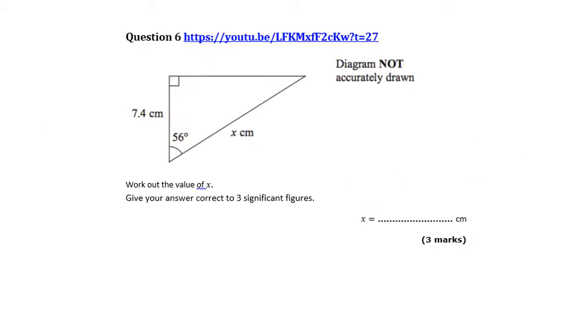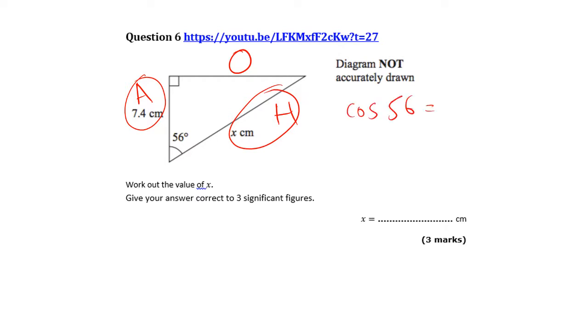Question 6. Trigonometry again. So as always, label the 3 sides to start with. We've got our hypotenuse, we've got our opposite side, opposite the angle there, and we've got our adjacent side here. Now in this question, we're looking to identify the hypotenuse, and we've been given the adjacent. So we need to decide which of sine, cos, or tan would be appropriate.